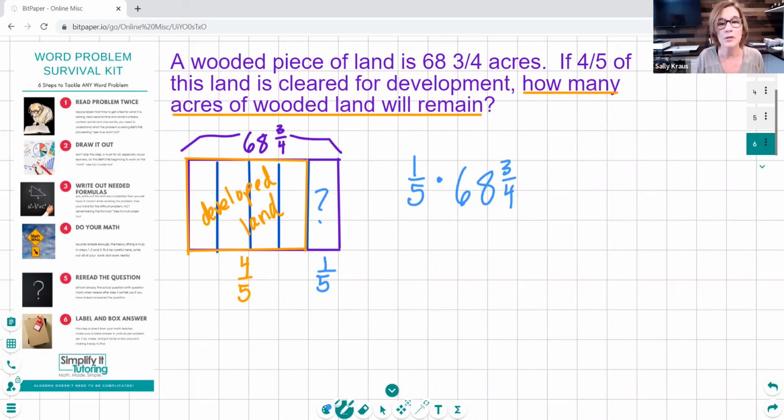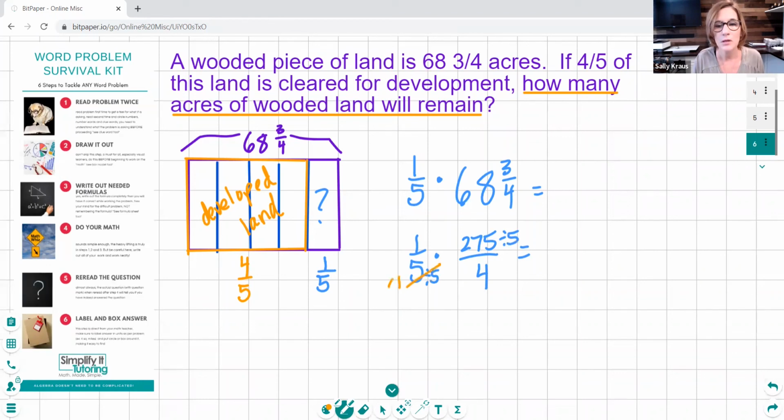Okay, you know how to multiply fractions. We need to convert this mixed number into an improper fraction. So you take 68 times 4 plus 3. Get your calculators out and figure that out. And that's what you have, 275 over 4. We can simplify this a little bit. Look at your numerators and denominators and figure out if they have any factors in common. I can divide this by 5 and this by 5.